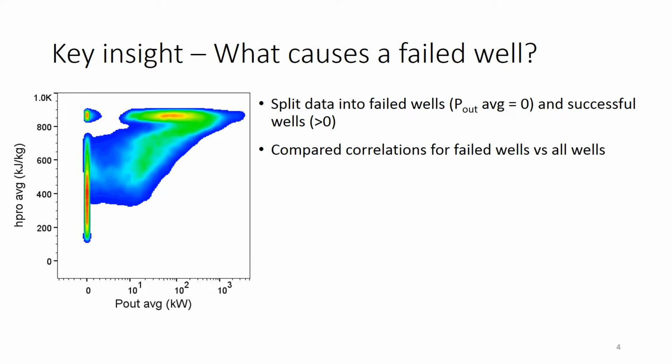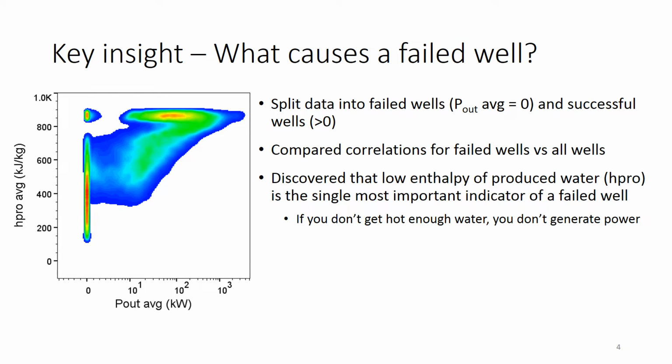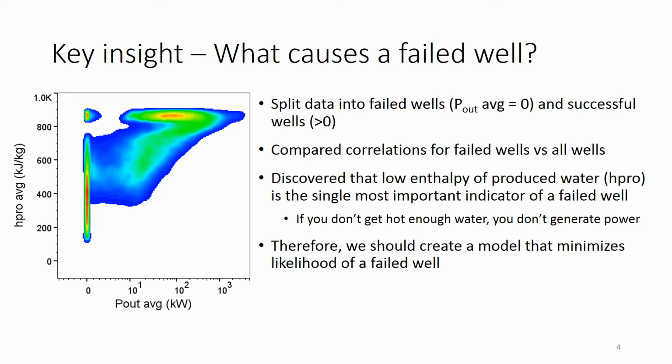Then I compared the correlations for our failed wells versus all wells. And what shook out was that the single most important indicator of whether your well fails or not is whether it has a low enthalpy of produced water, or H-Pro. In short, if you don't get hot enough water, you don't generate power. Therefore, we should create a model that minimizes likelihood of a failed well.